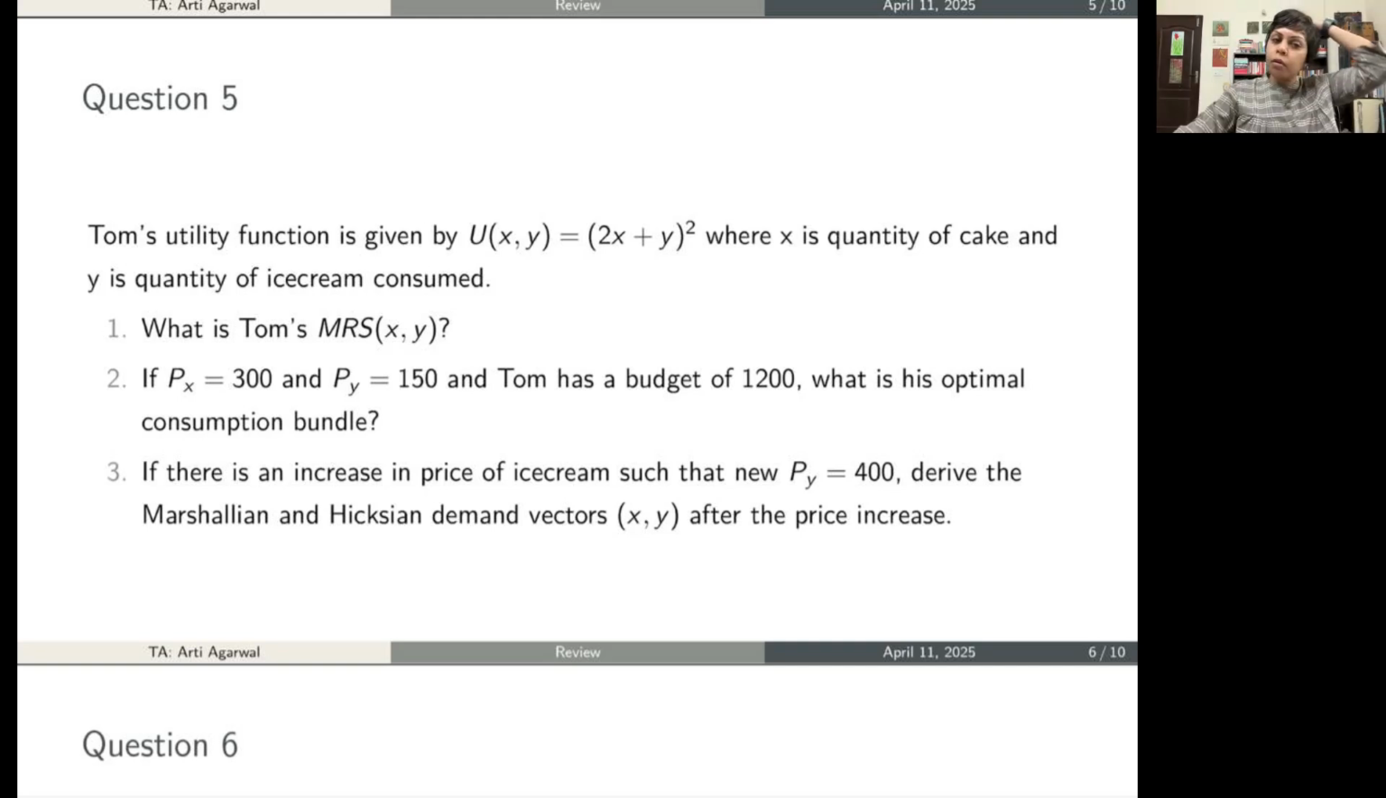Okay, so let's solve this question. Did you attempt it? I tried, but I could not make much sense of the second and third parts. Okay, so let's solve this question.